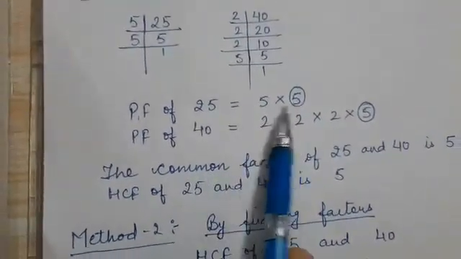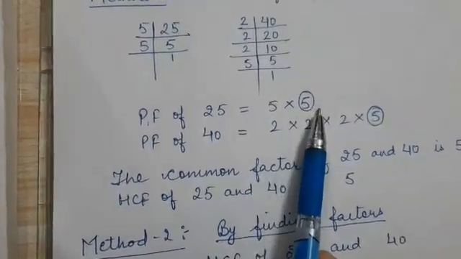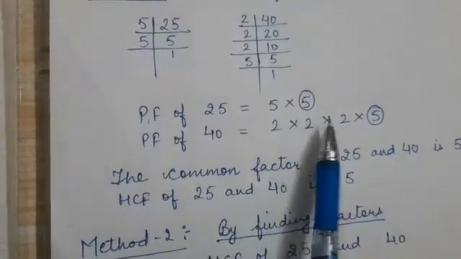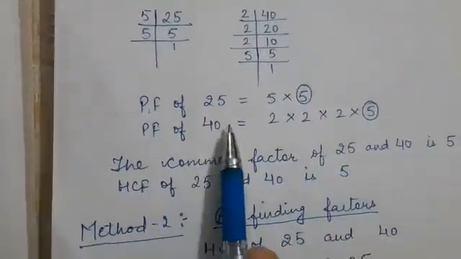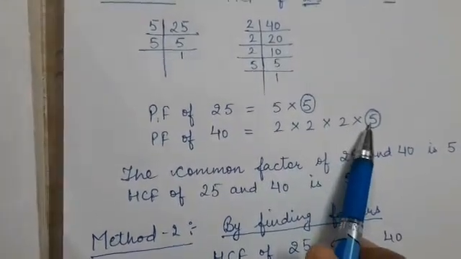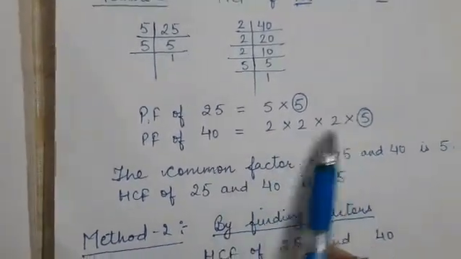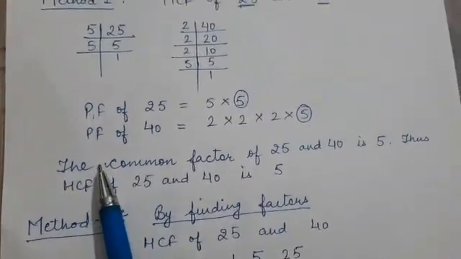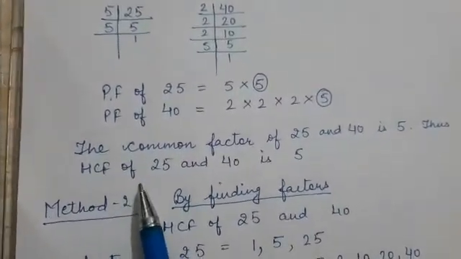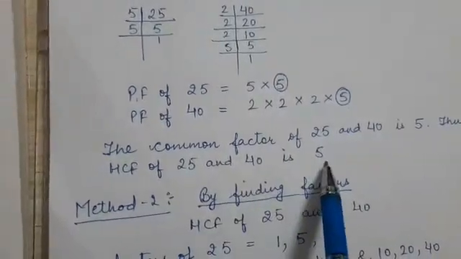The prime factorization of 25 is 5 multiplied by 5. And prime factorization of 40 is 2 multiplied by 2 multiplied by 2 multiplied by 5. You can check it also. 2 twos are 4, 4 twos are 8, 8 fives are 40. That means your prime factorization is correct. Now the common factor of 25 and 40 is 5 only. So HCF of 25 and 40 is 5.